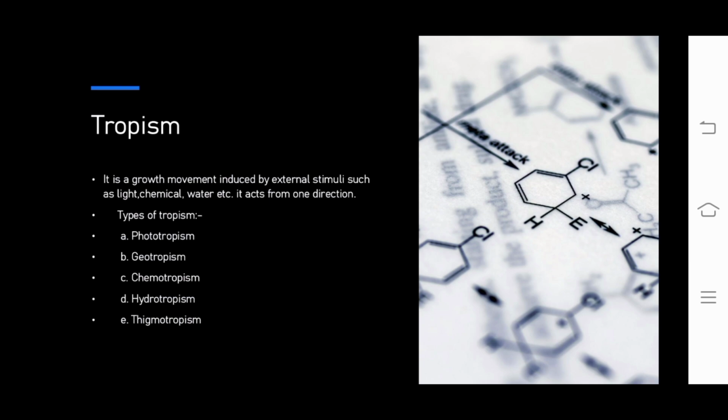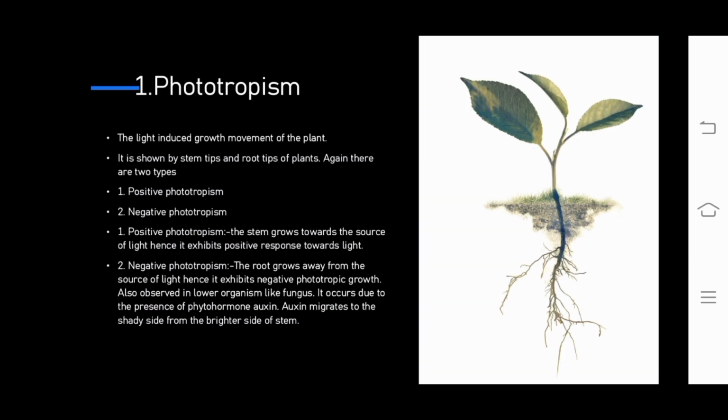So, the number one is phototropism, the light induced growth movement of the plant. It is shown by the stem tips and root tips of plants. There are two types of phototropism, positive and negative. Positive is when the stem grows towards the source of light. Hence, it exhibits positive response towards light. Negative is when the root grows away from the source of light. Hence, it exhibits negative phototropic growth.